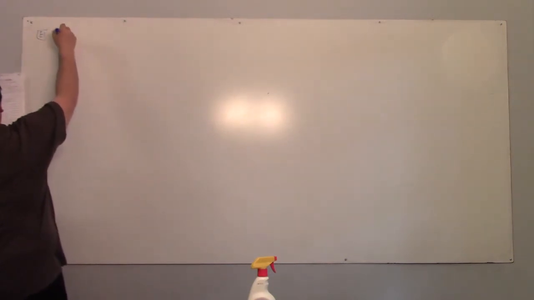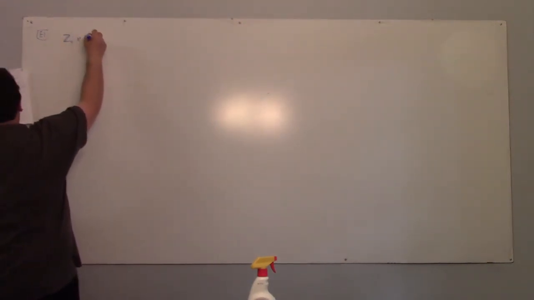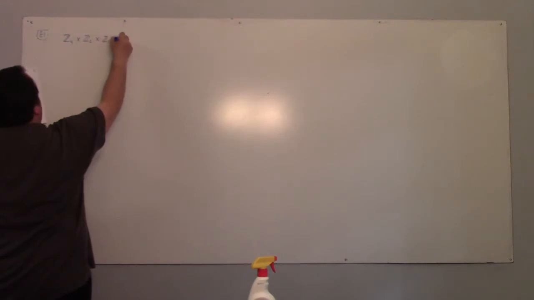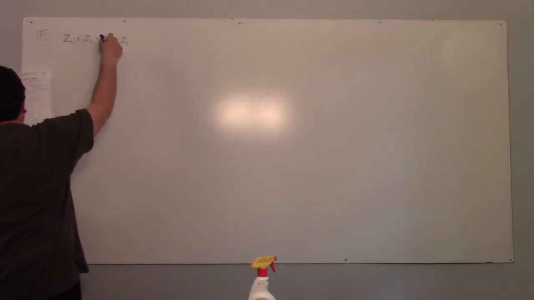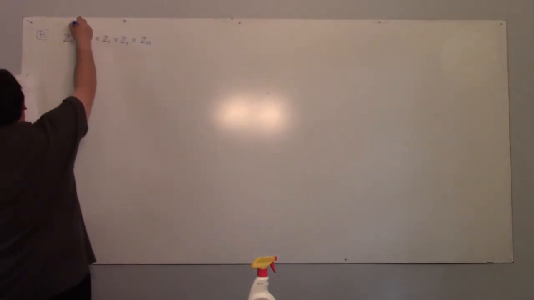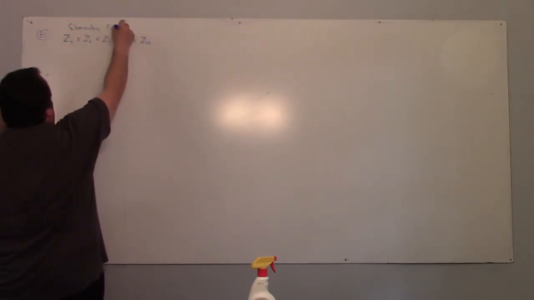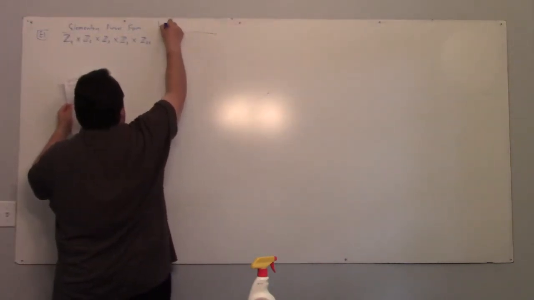I'll try to pick one I didn't do already. I don't think I did this one: Z4 cross Z2 cross Z3 cross Z3 cross Z25. If I already did this one last time, my apologies. So this is the elementary divisor form of a module, right? And then, on the other hand, we can put it in invariant factor form.